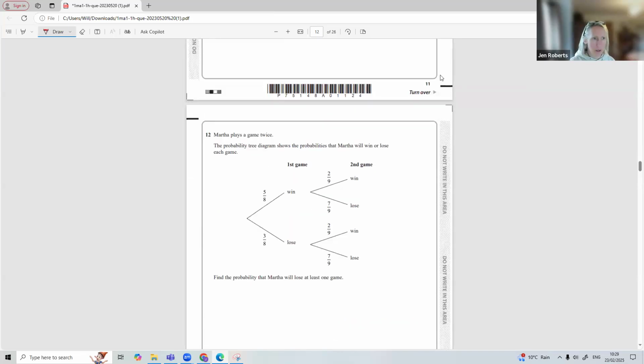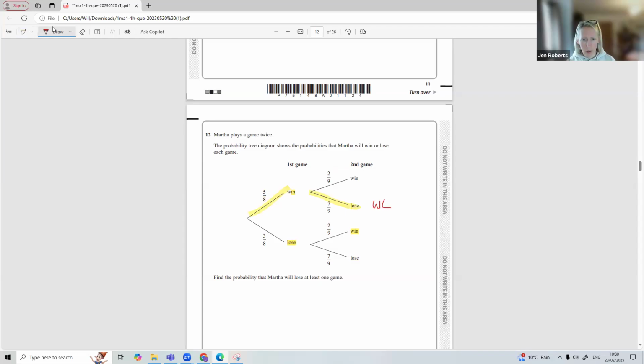Okay, probability tree diagram. It shows the probability Martha will win or lose. Find the probability that Martha will lose at least 1 game. So here, along this first branch, she's winning and winning. Well, that's not losing at least 1, is it? We don't want that option. Next one, we've got a win and a lose. Well, that's at least 1 lose. So we want that option.